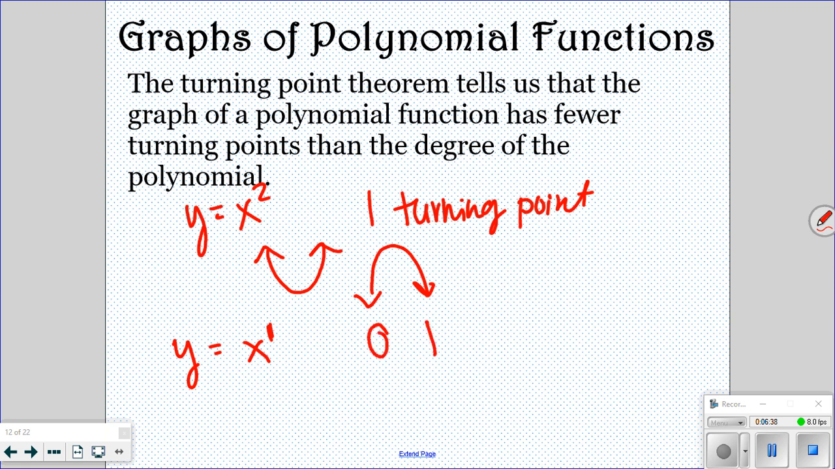The degree is 1, so it will have 0 turning points, because the number less than 1 is 0. It's straight, it never turns. Same thing with x to the 4th, x to the 5th. They're always going to have fewer turning points than the degree of the polynomial.